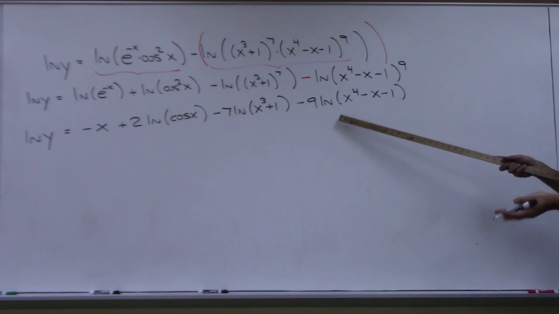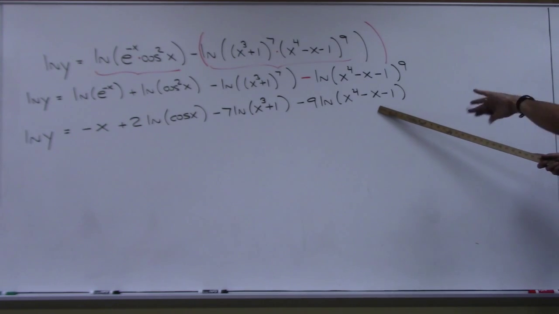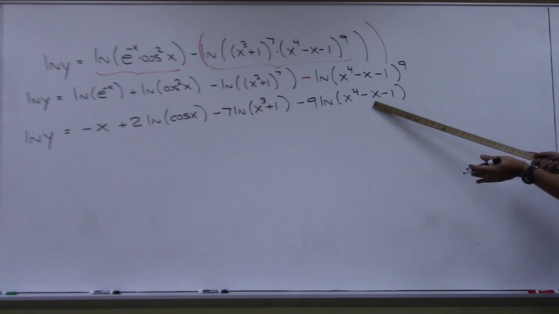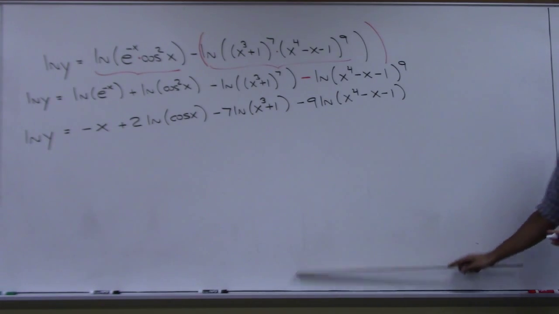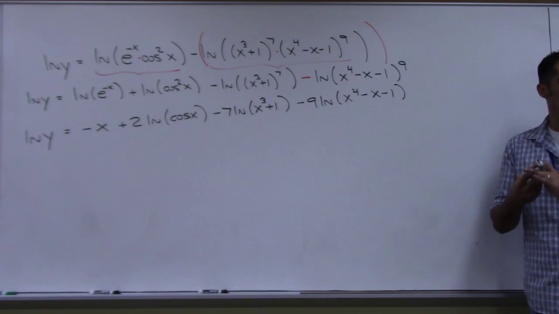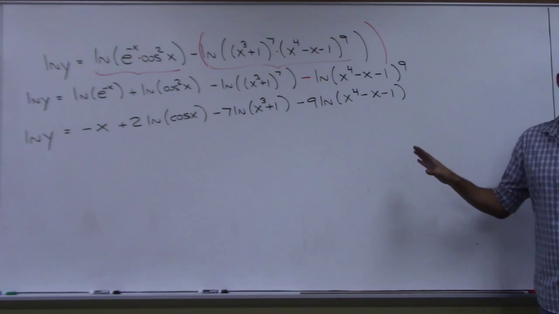-9 comes along for the ride. The derivative of natural log of all this? 1 over it. The derivative of what's inside? 4x cubed minus 1. I don't think I had to do a product rule or a quotient rule or a chain rule at all, right? Not at all.